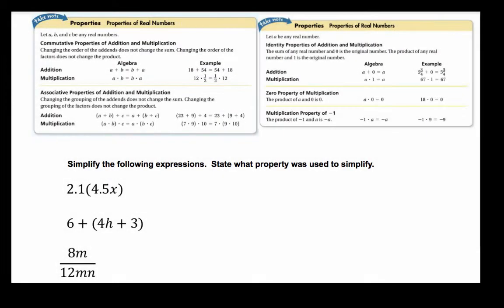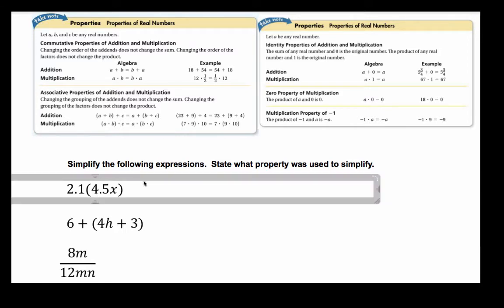So let's talk about simplifying expressions. We know what simplify means. Simplify means do what you can. Do the math. Multiply, add, subtract, divide, exponents, roots. Anything that we can do, we need to go ahead and do it.